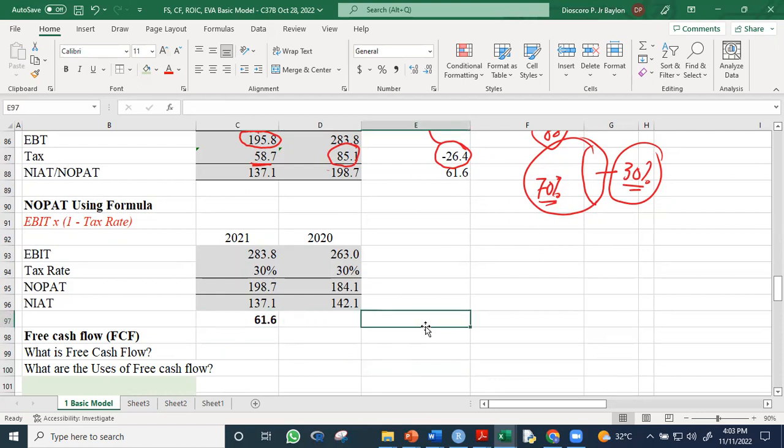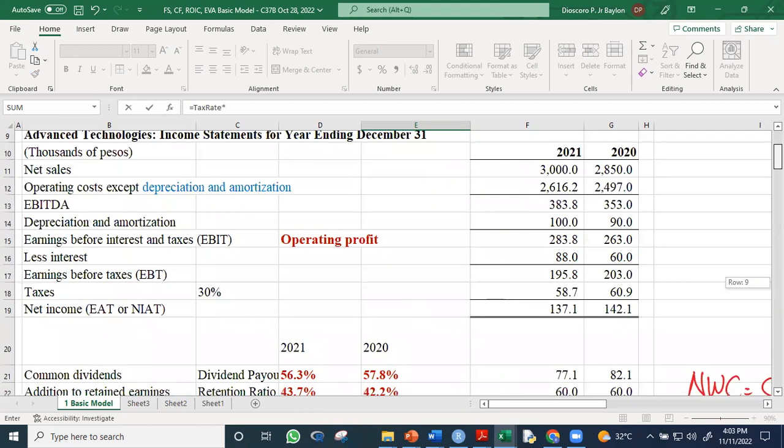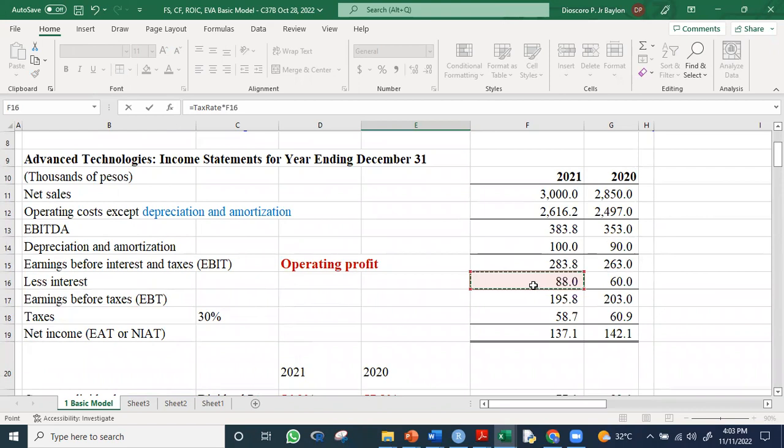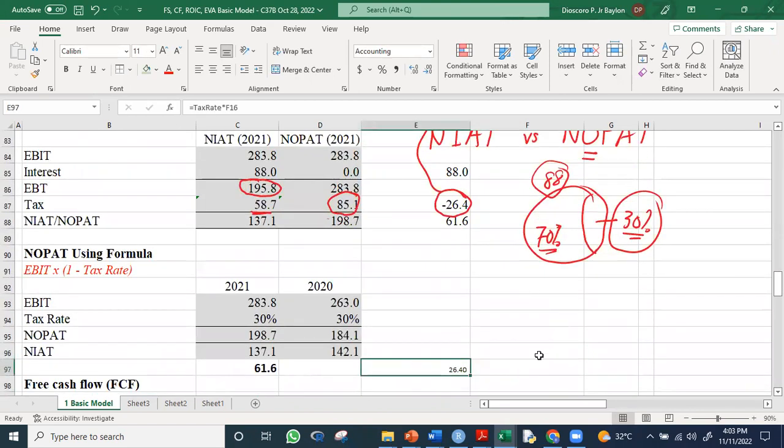And this is computed by the tax rate multiplied by the interest expense. What's the interest expense? Okay, it's already time. Let me just end this. It's 1 minus tax rate. Sorry for that. Okay. That's where we got the difference.